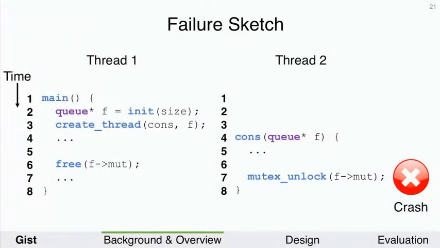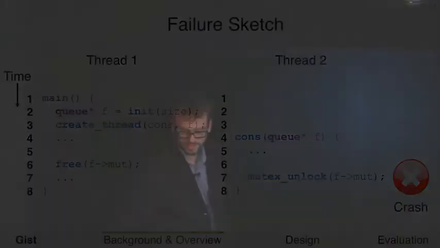But you can think of them as representations that the developer can look at and then see the root cause of the failure. And I'm just going to give an example in the next slide. So without further ado, let me show you what a failure sketch looks like. Aside from formatting, this is the output of GIST. This is for a real bug.